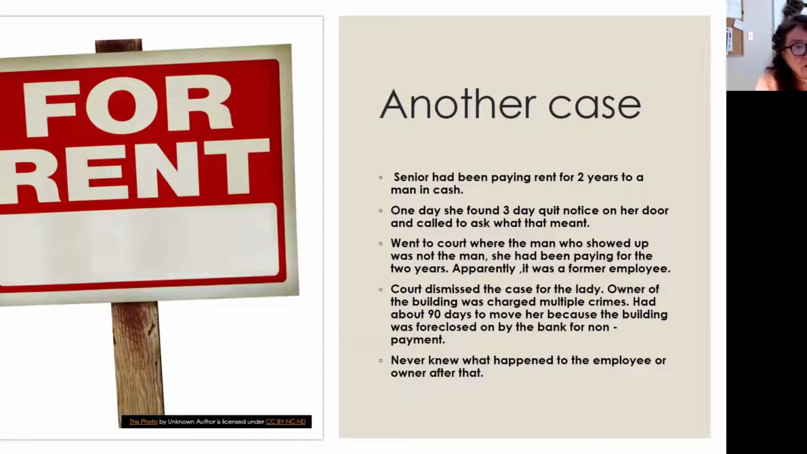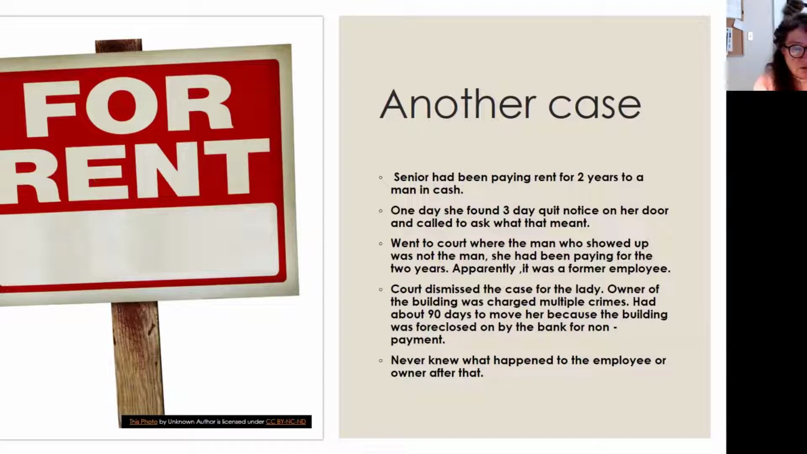Another case we had this year in 2021 is that we had a senior paying rent for the last 2 years. And the guy would come to the apartment and get it every month, but she never got any paperwork. So back, I think it's 2 years ago now, you have to give a receipt for cash. You have to have a lease, even if it's month to month. And so none of that was going on.